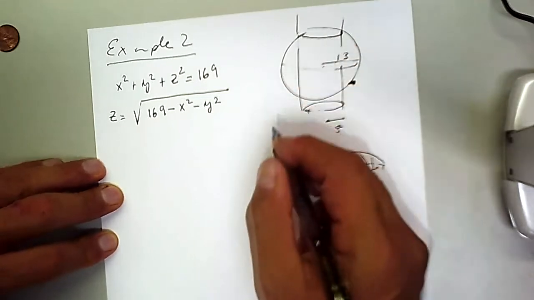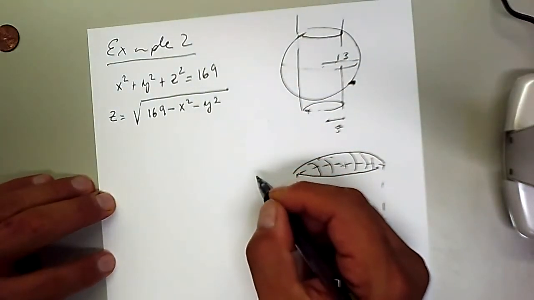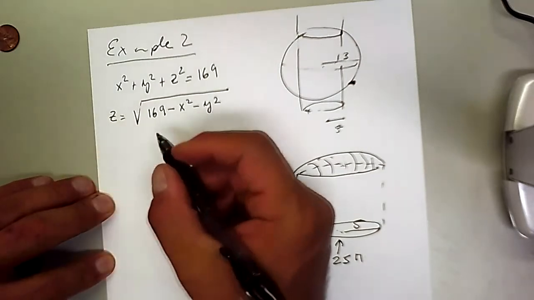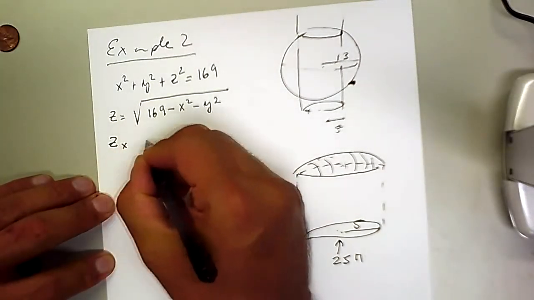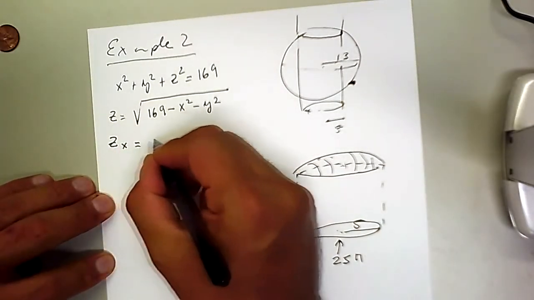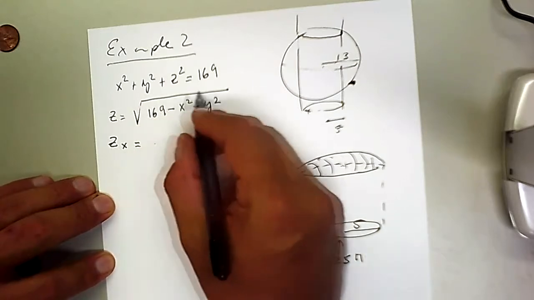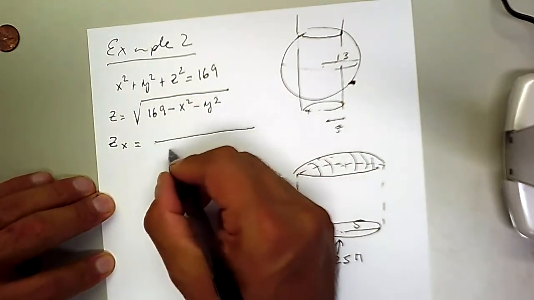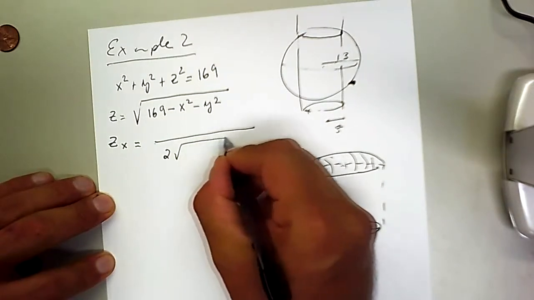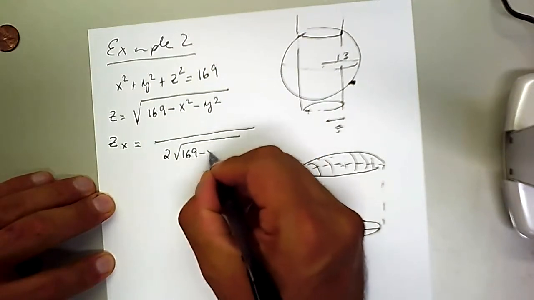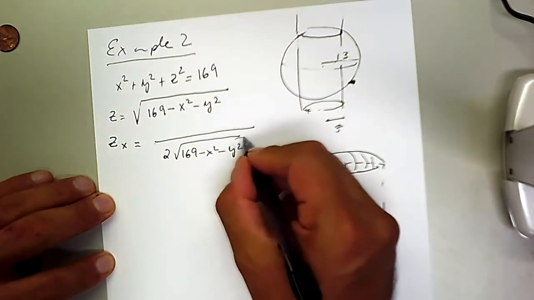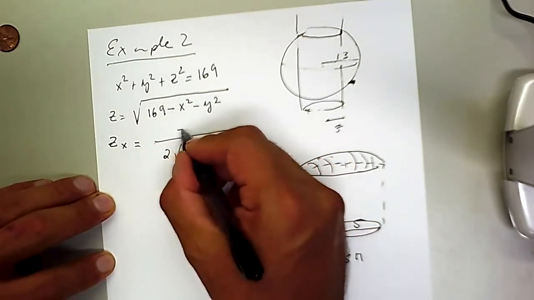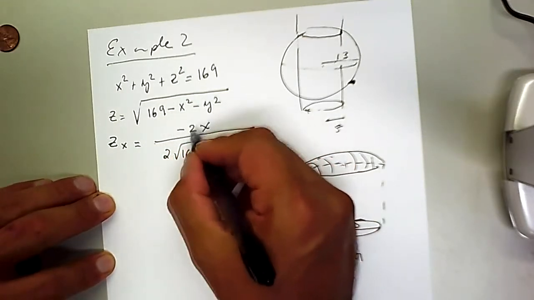So that's the top. Yep. So this is the surface. This is F. Z sub x will be, well, you know how to find the derivative of root. It is 1 over 2 times the root, 169 minus x squared minus y squared, times the derivative of the inside with respect to x, which is negative 2x. So the two simplify.